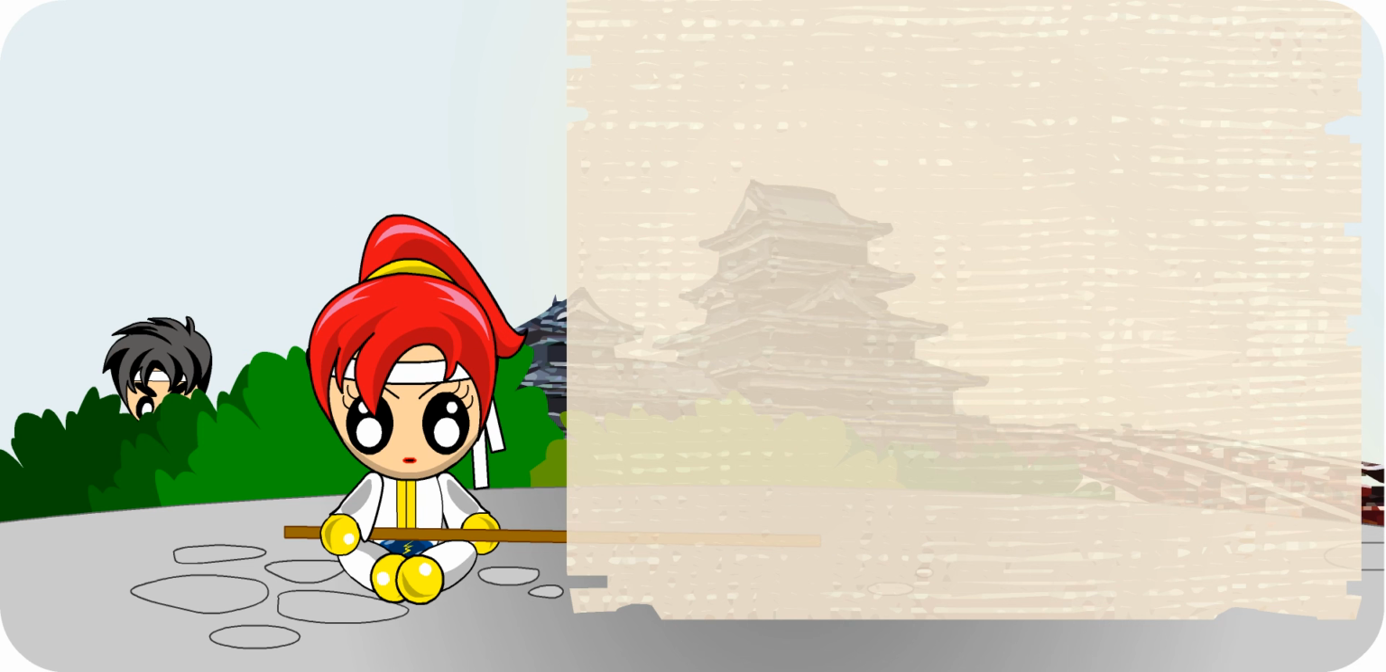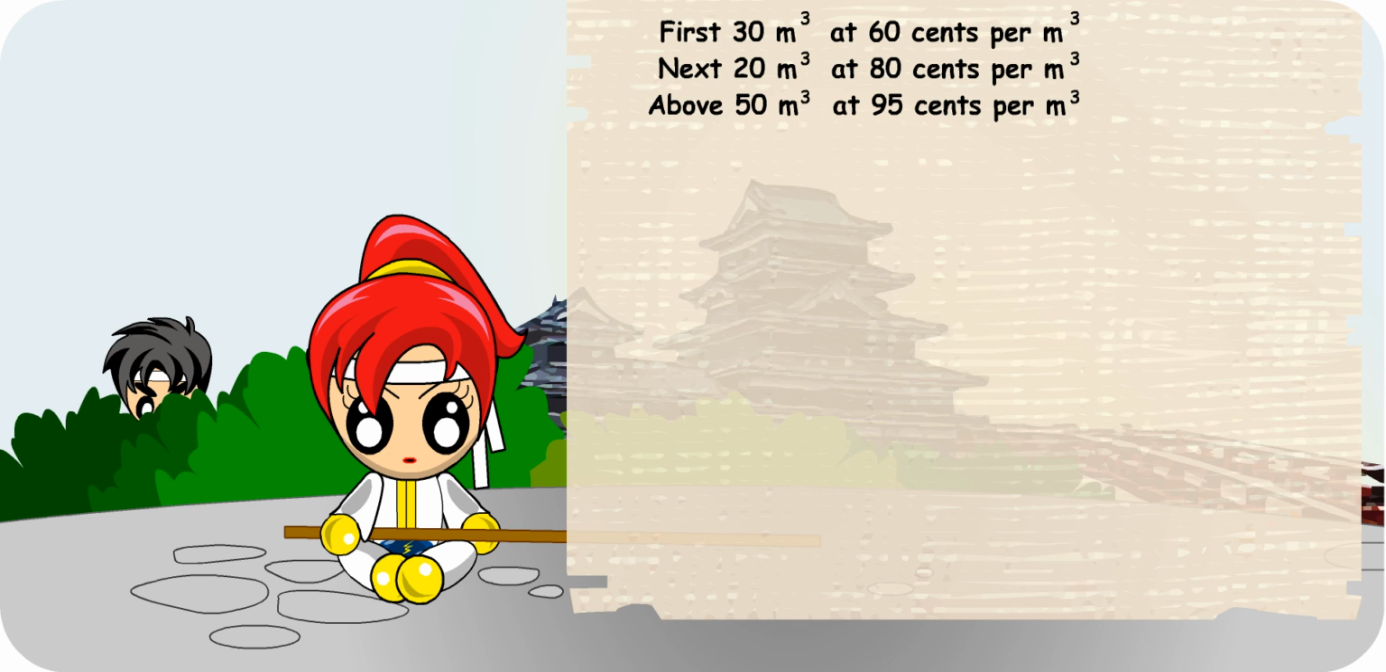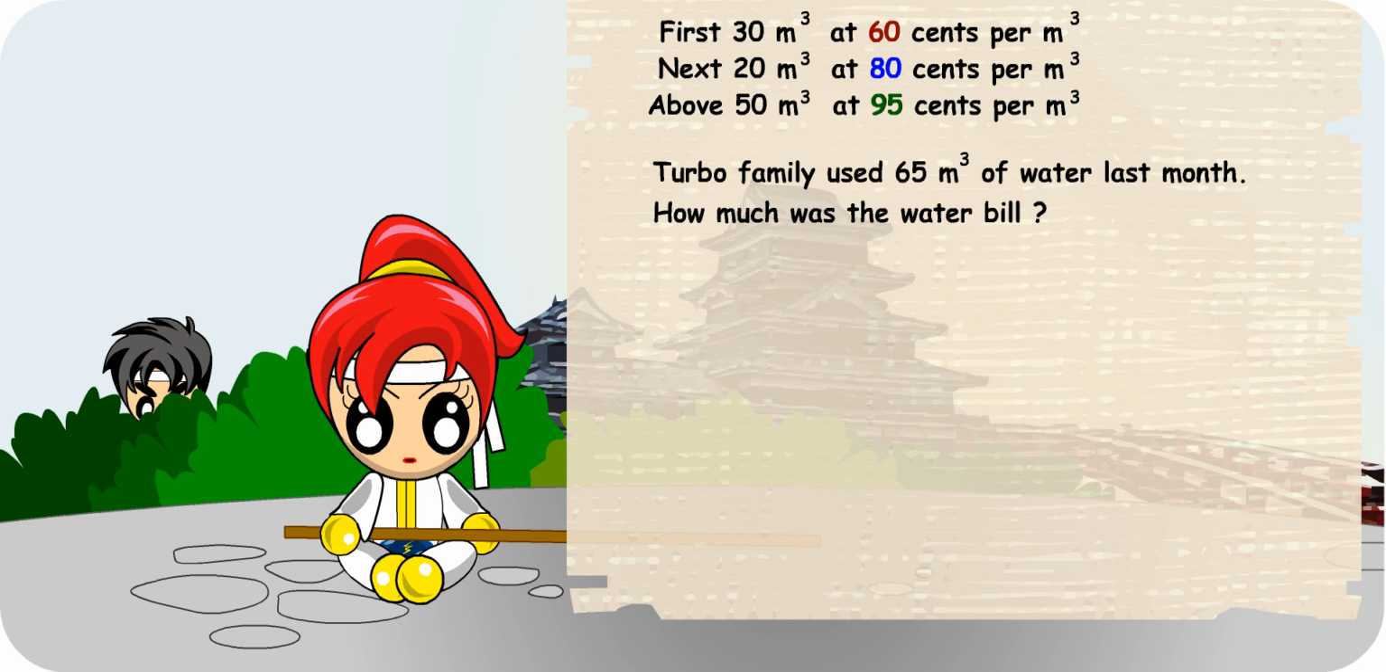The water rates for Turbo Utilities Board charges are as shown. First 30 cubic meters at 60 cents per cubic meter. Next 20 cubic meters at 80 cents per cubic meter. Above 50 cubic meters at 95 cents per cubic meter. Turbo family used 65 cubic meters of water last month. How much was the water bill?